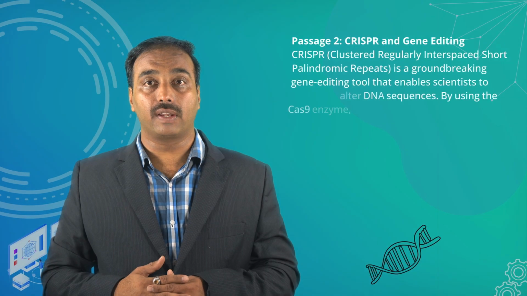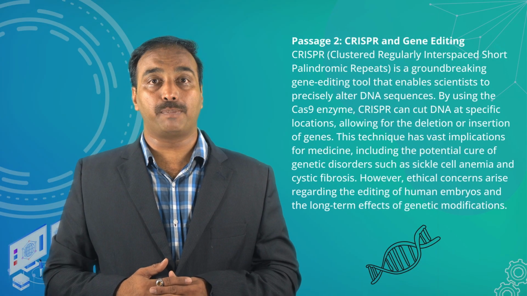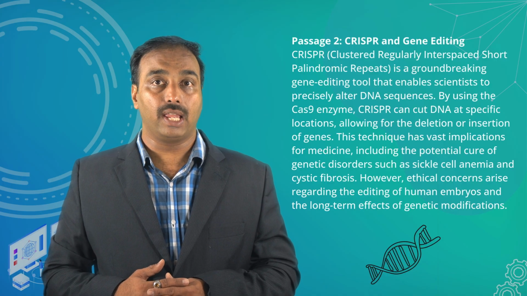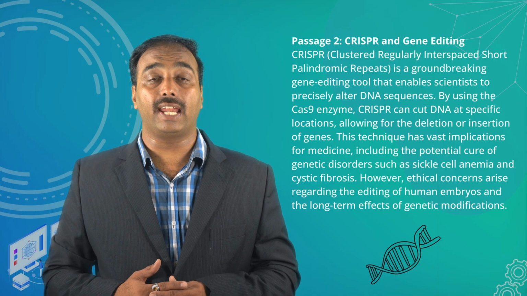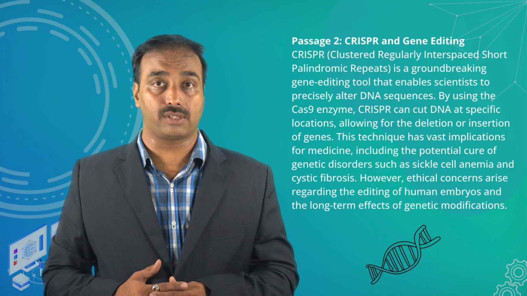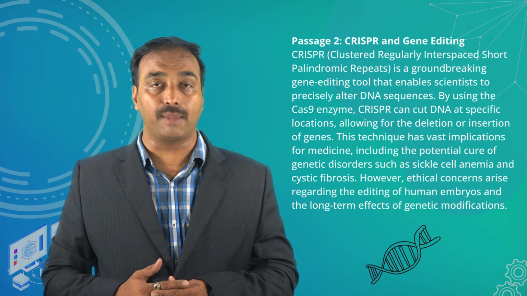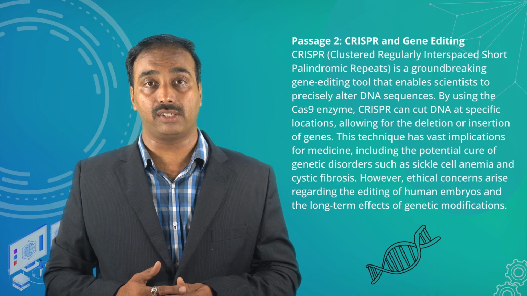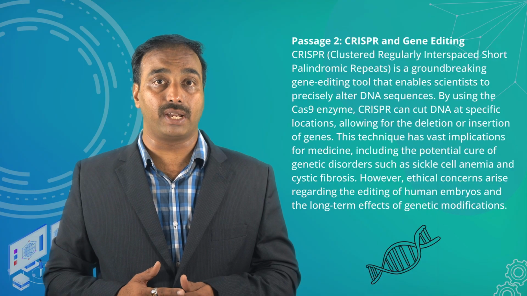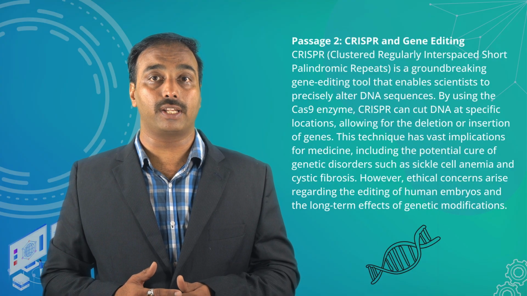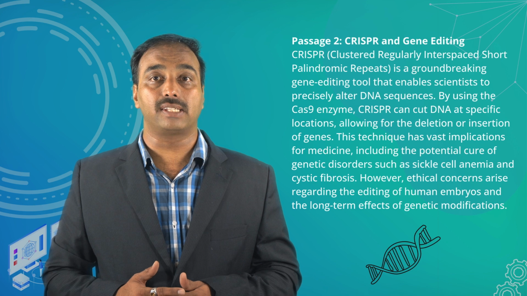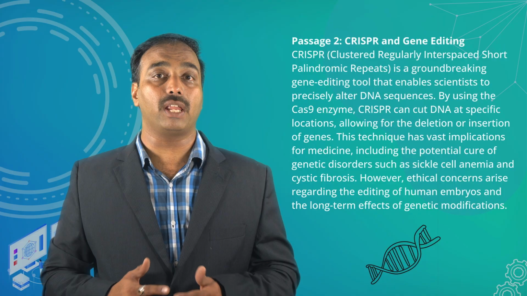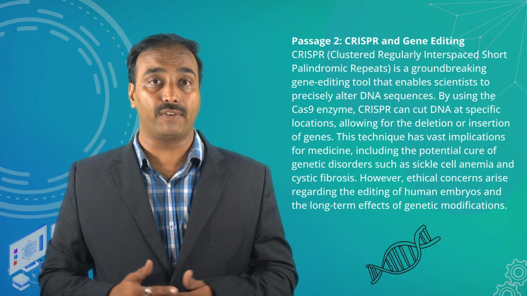Passage 2 is about CRISPR and gene editing. CRISPR, that is clustered, regularly interspaced, short palindromic repeats, is a groundbreaking gene editing tool that enables scientists to precisely alter DNA sequences. By using the Cas9 enzyme, CRISPR can cut DNA at specific locations, allowing for the deletion or insertion of genes. This technique has vast implications for medicine, including the potential cure of genetic disorders such as sickle cell anemia and cystic fibrosis. However, ethical concerns arise regarding the editing of human embryos and the long-term effects of genetic modifications.